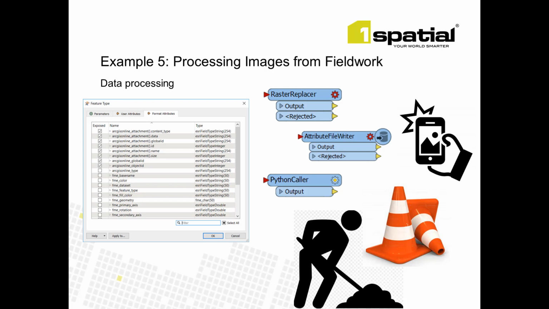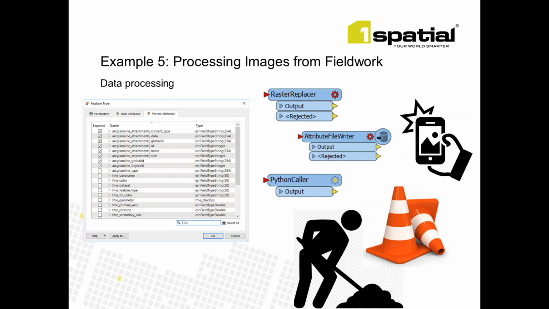You'll also need to use a raster replacer transformer if the attachment's an image, like a photograph, or an attribute file writer if it's a text file. Or if you've got skills in Python, then you can call a Python script using the Python caller transformer to do the work for you.